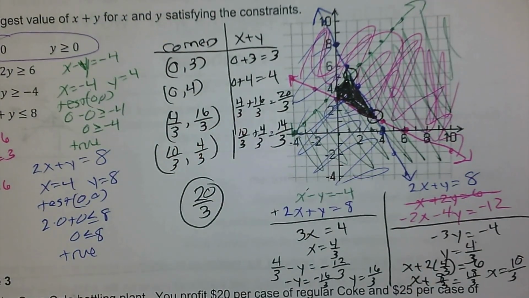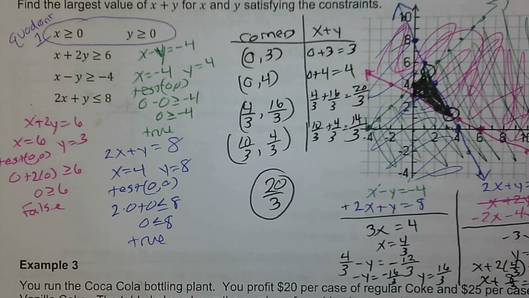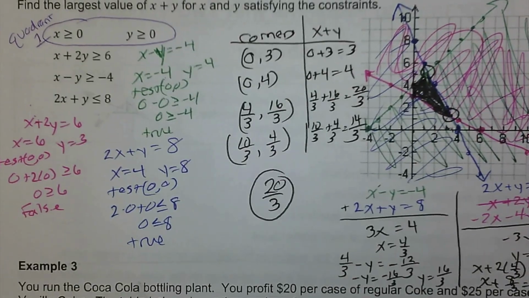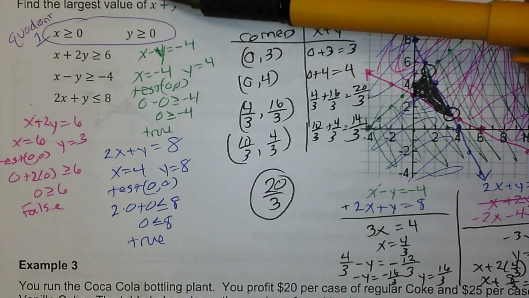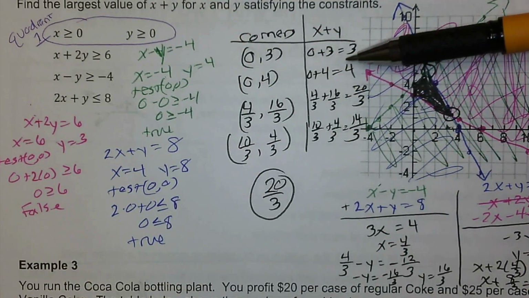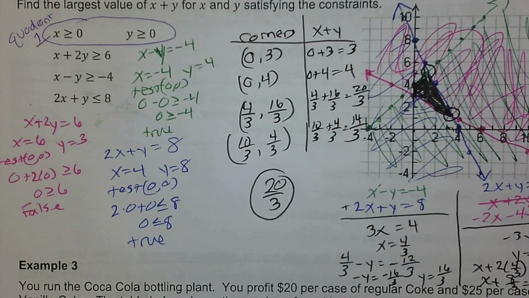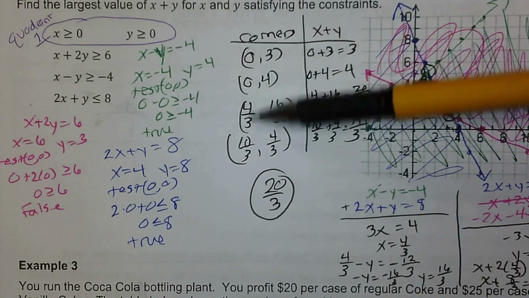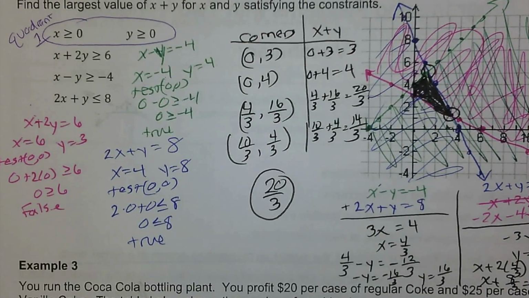20/3. Now, what we're asked for in the end does very specifically depend on the question. So here it says find the largest value of x plus y. So this question specifically is asking for the largest of these x plus y numbers. Oftentimes it says find the point that makes the value the largest, in which case your answer would be your corner points, not your objective function values.